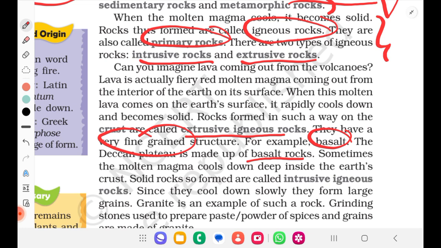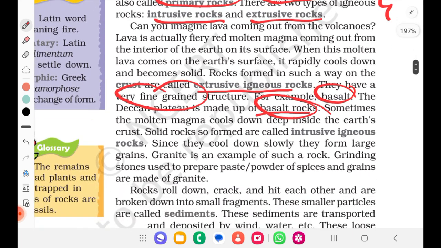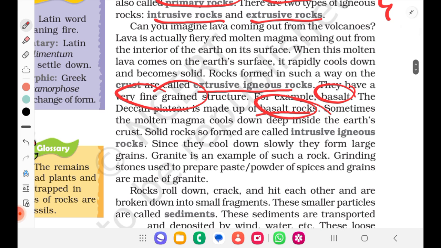We already studied in the previous chapter different landforms like plateaus, plains, mountains. So the Deccan Plateau, we studied, is made up of volcanic fissure material. So that is basalt rock. Sometimes the molten magma cools down deep inside the earth's crust. Solid rocks so formed are called intrusive igneous rocks. Since they cool down slowly, they form large grains. Granite is an example of such a rock.